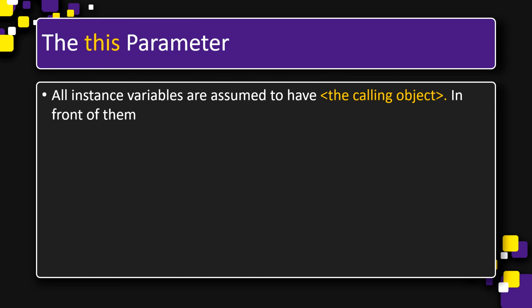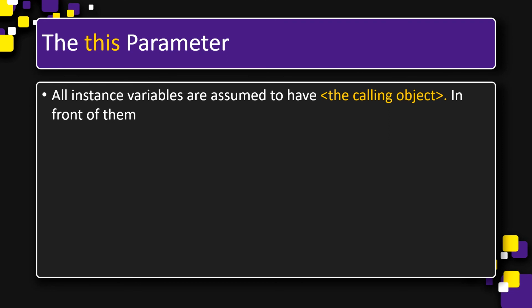Next, that's really important is the this parameter. All instance variables are assumed to have the calling object and a dot in front of them. What we mean by that is the name of the object with a dot. So if I had an object named class var like we had in the previous slides, then we're going to have class var dot some method or variable that we're interested in calling. So what it really comes down to here is we assume that we already know which object we're talking about, particularly when we're already in that class.